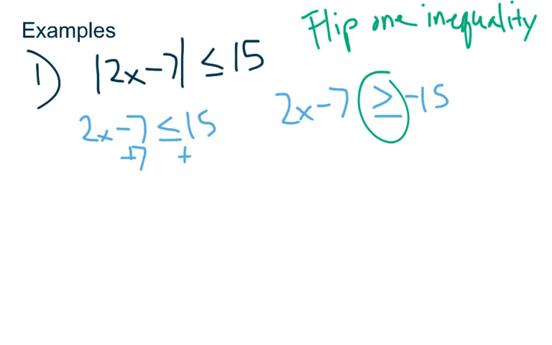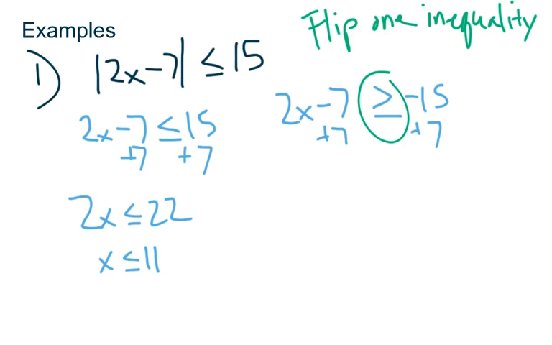Add 7 to both sides. 2x is less than or equal to 22. X is less than or equal to 11. Add 7 to both sides. 2x is greater than or equal to -8. Divide by 2. X is greater than or equal to -4.